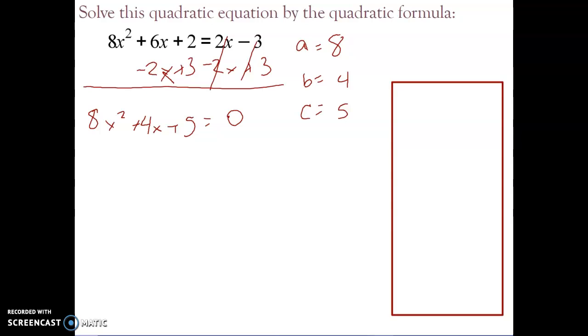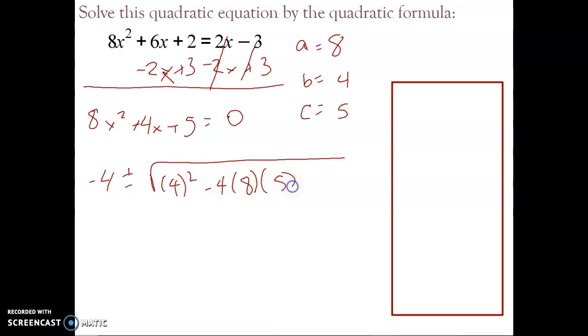Okay, so now let's substitute that into the quadratic formula. Negative b plus or minus the square root of b squared minus 4ac, all divided by 2a. Okay, pause just a minute, write that down on your paper in case you missed something. Okay, what's the first thing we're going to do here?